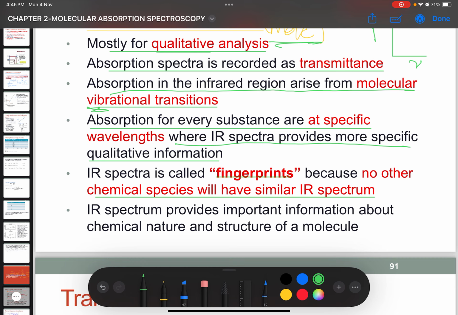Tak adalah. So tu kita panggil fingerprint kan. It was like our fingerprint. There is no two person can have the same fingerprint. So the same is the chemical species. There is no two chemical species that have similar IR spectrum, and IR spectrum provides information about chemical nature and the structure of the molecule. From the IR spectrum, we can get information about types of molecule and also structure of the molecule. Types of the functional group actually.